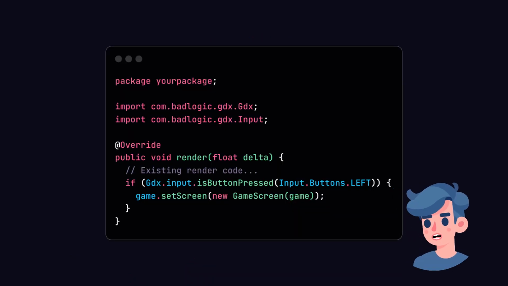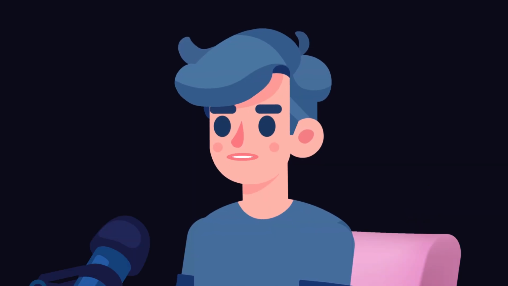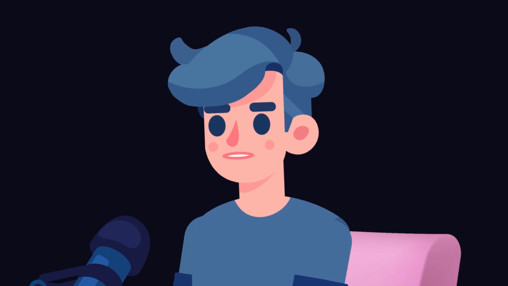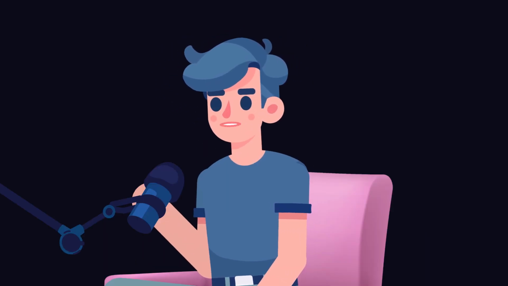Next, we will modify our main menu screen to allow players to start the game. We can create a simple button that, when clicked, will transition the user to a new game screen. In the code above, we check for mouse clicks. If the left mouse button is clicked, the game transitions to the GameScreen class. We'll create this class next, where the gameplay will actually take place.